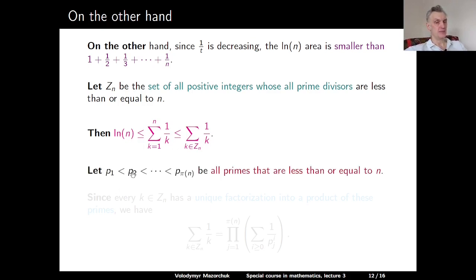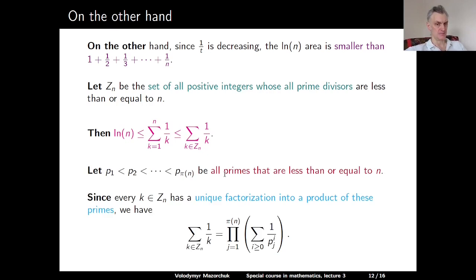Now let p1, p2, and so on, up to p pi of n, be all primes that are less than or equal to n, written in the natural order. So every element in Zn has a unique factorization into a product of these primes. And therefore, this sum over all k in Zn of 1 divided by k can be written as a product over j between 1 and pi of n, of the sum over i greater than or equal to 0 of 1 divided by the i-th power of pj.